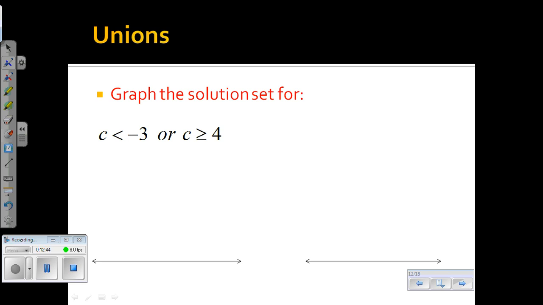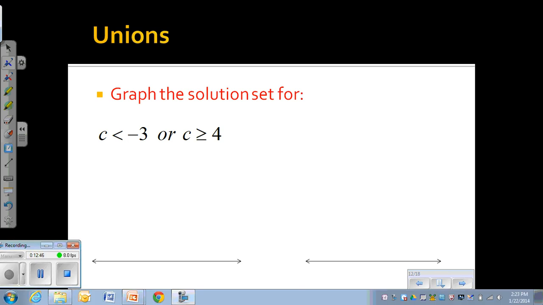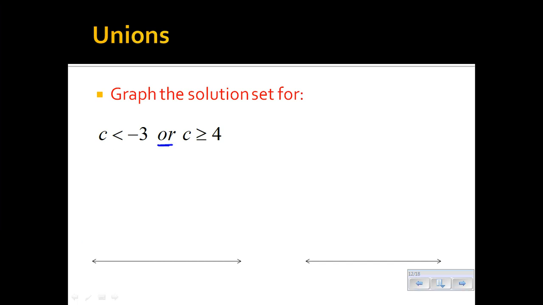Okay, so now we're going to try graphing a union. So this one is C is less than -3 or C is greater than or equal to 4. Okay, so this is a little easier actually, but again, I need to start by marking my numbers on my number line. Try to evenly space them. I like to go one number beyond what I need. So this worked out nicely. I went one number lower than -3 and one number higher than 5.